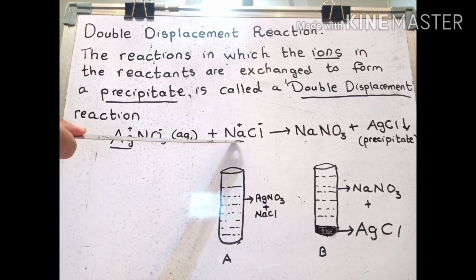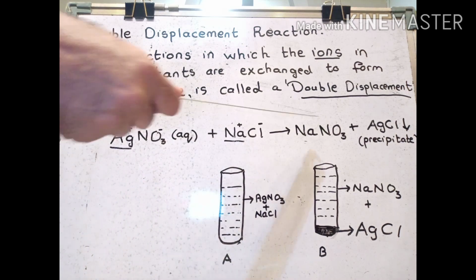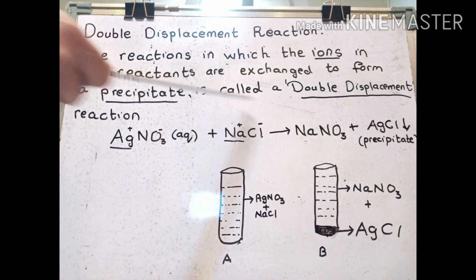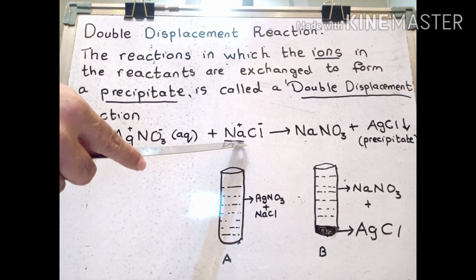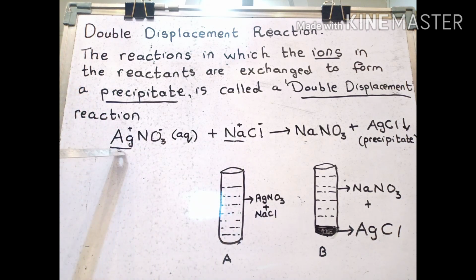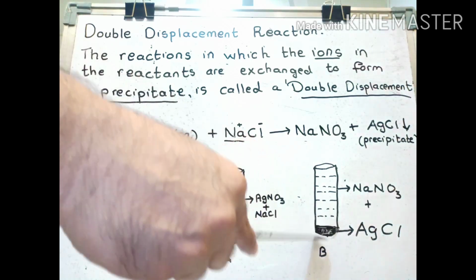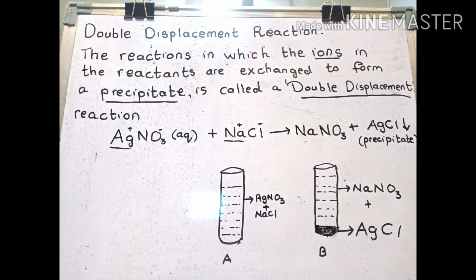A more reactive atom in its compound, sodium, remember, is more reactive than silver. So sodium displaces silver from silver nitrate, and sodium takes its place forming sodium nitrate, and silver combines with chloride to form silver chloride. So sodium, being a more reactive metal, pushes out silver from its compound and takes the place of silver. Silver combines with chlorine to form a precipitate of silver chloride, which is not soluble in that solution. That's why it forms a precipitate.